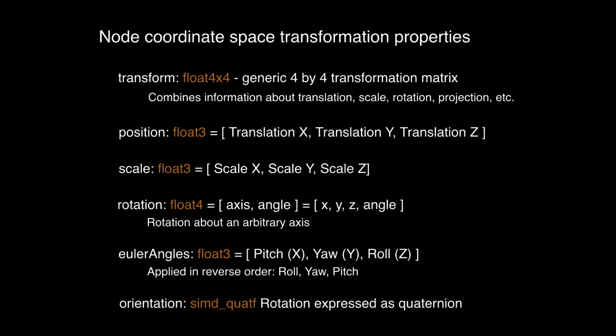Position is a node translation relative to its parent node. Scale is simply a scale. And rotation is a 4-vector. The first three values are a normalized direction of the rotation axis, and the fourth value is the angle of rotation about this axis.